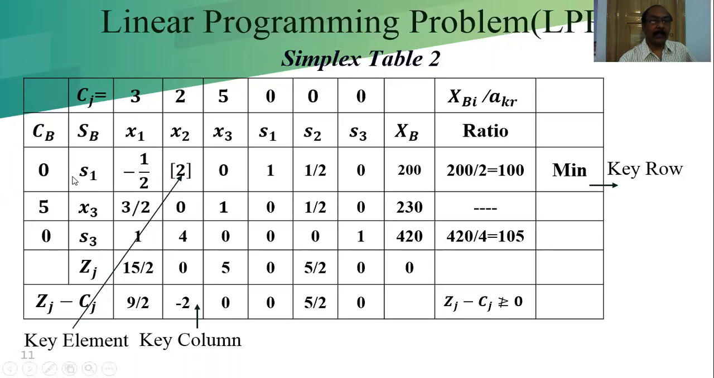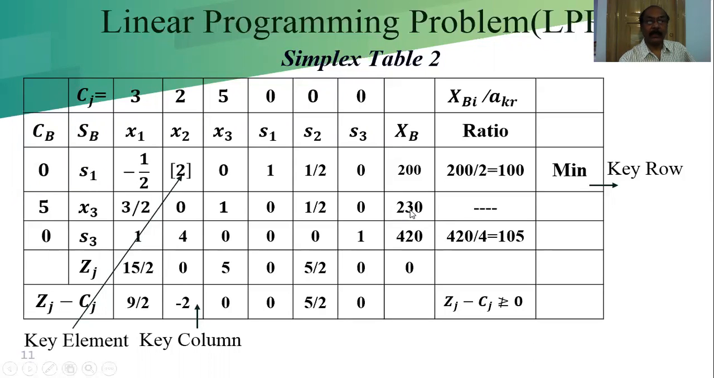In the next table, all the elements corresponding to the key row are divided by the key element. So this will be minus 1 by 4, this will be 0, this will be half, this will be 1 by 4, this will be 0, and this will be 100. And we have to calculate this corresponding to that.